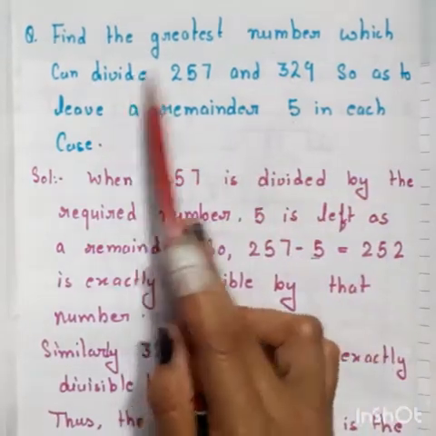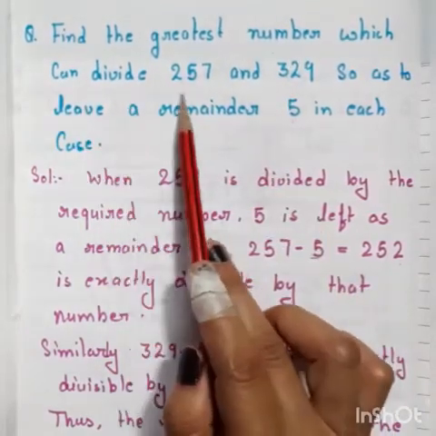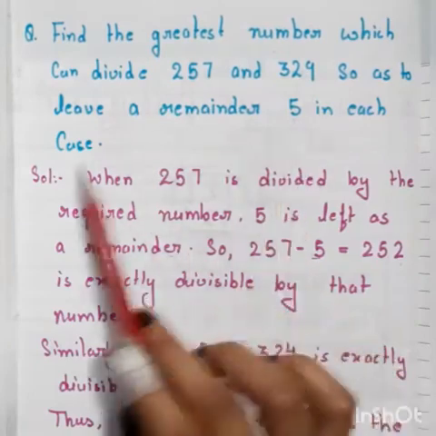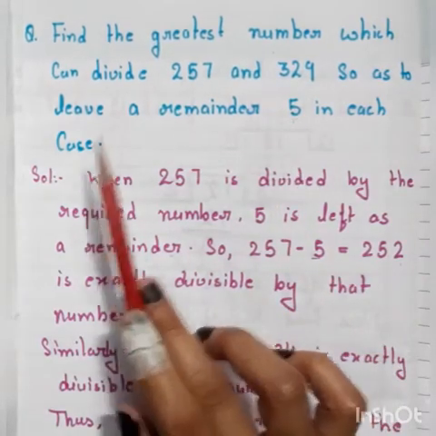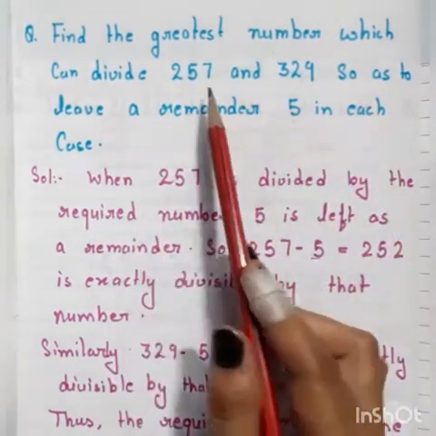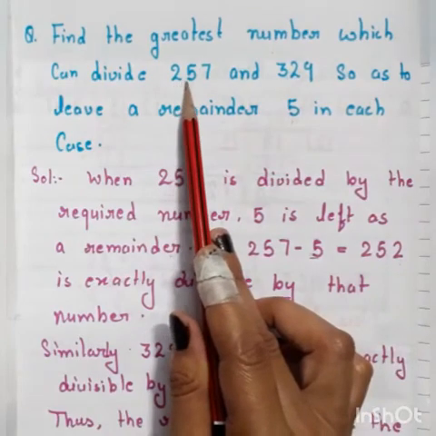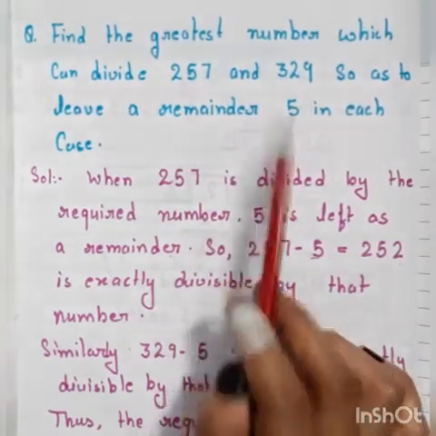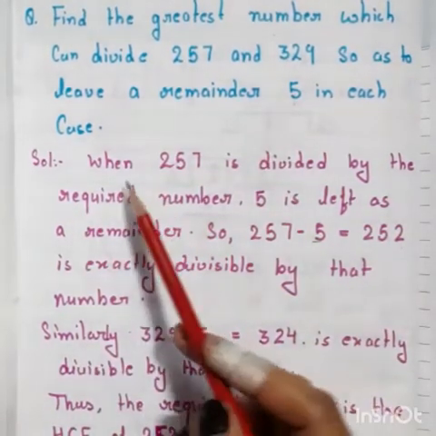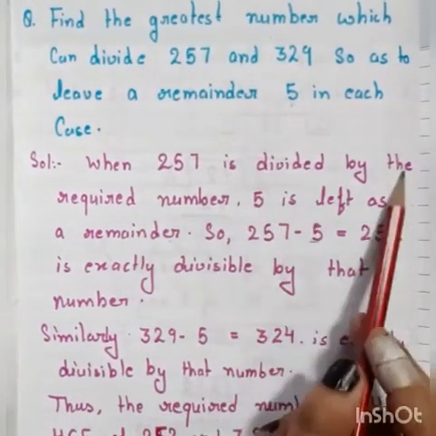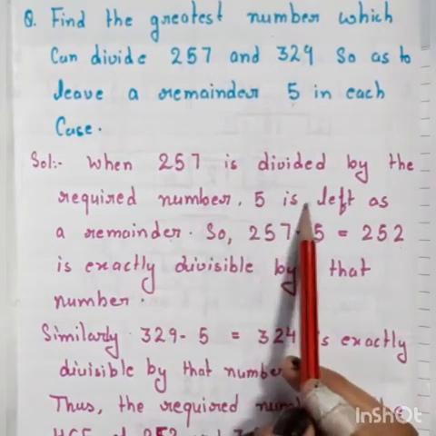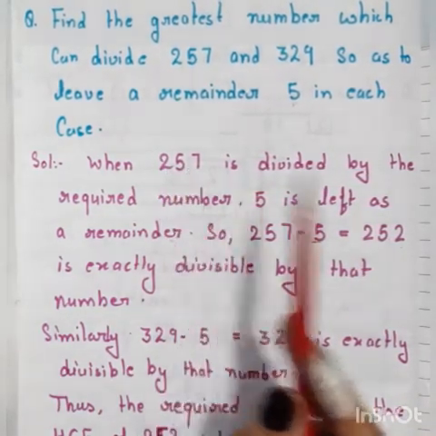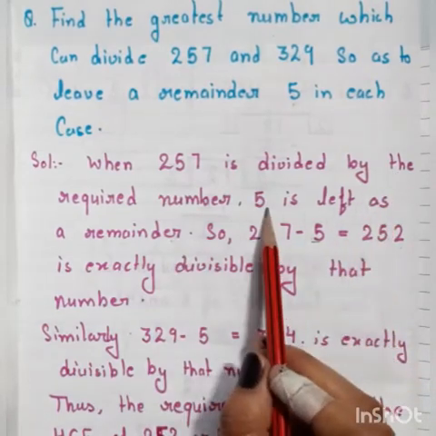Your question is find the greatest number which can divide 257 and 329 so as to leave remainder 5 in each case. You have to find that greatest number, meaning highest number, which when divides 257 and 329 leaves the remainder 5. So our solution: when 257 is divided by the required number, 5 is left as a remainder.